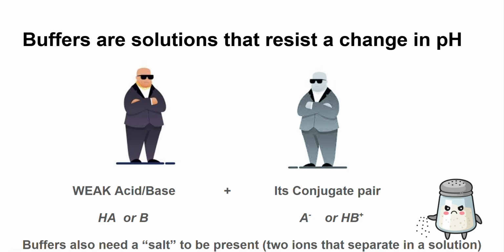But team, this is it. If you have these two things, you have a weak acid or base, I should say three, in its conjugate pair, and somewhere in there you have a salt present, which is something like two ions that need to separate in a solution, you have a potential buffer.